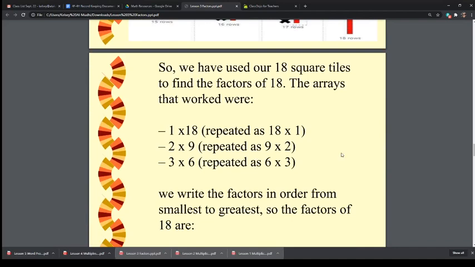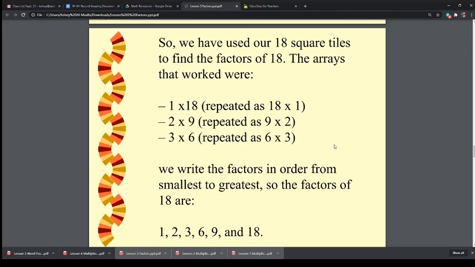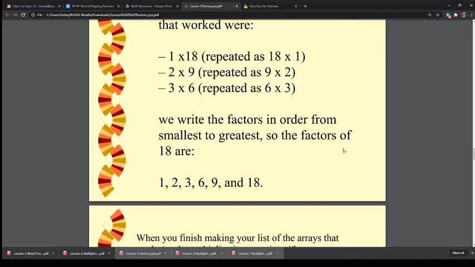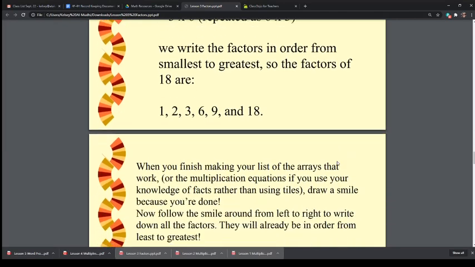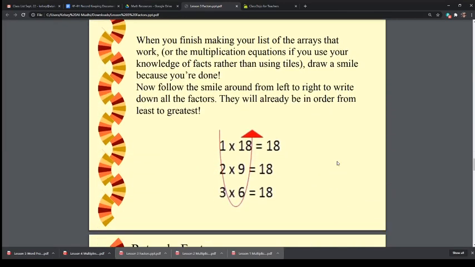So we have used our 18 square tiles to find the factors of 18. The arrays that worked here were 1 times 18 is 18, 2 times 9 is also repeated as 9 times 2, and 3 times 6 is also repeated as 6 times 3. We write the factors in order from smallest to greatest, so the factors of 18 are 1, 2, 3, 6, 9, and 18.